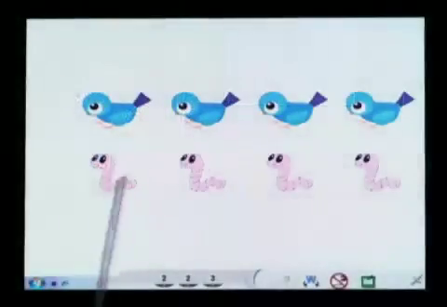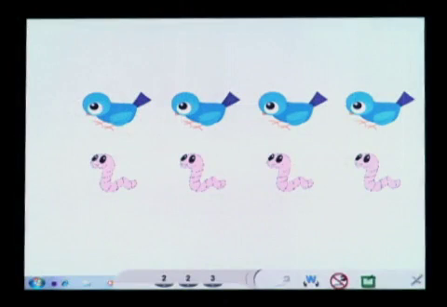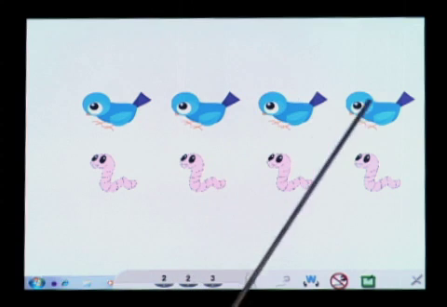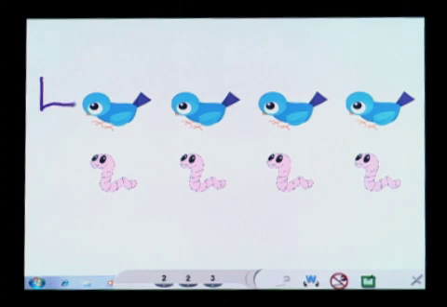How many birds and how many worms do you see? Let's count them to find out. 1, 2, 3, 4. There are 4 birds. And how many worms are there? Let's count the worms. 1, 2, 3, 4. There are 4 worms.